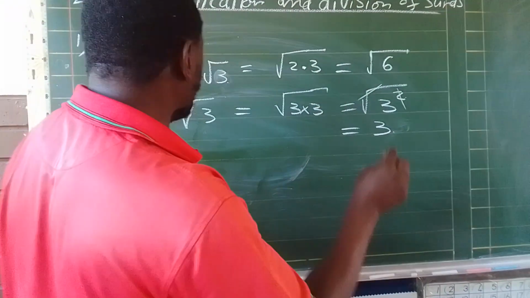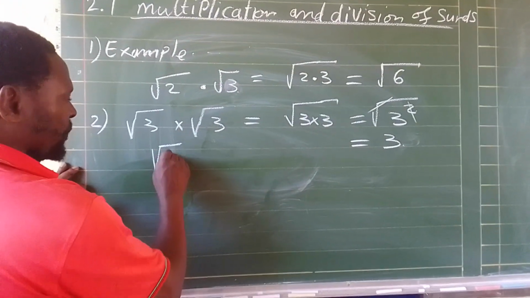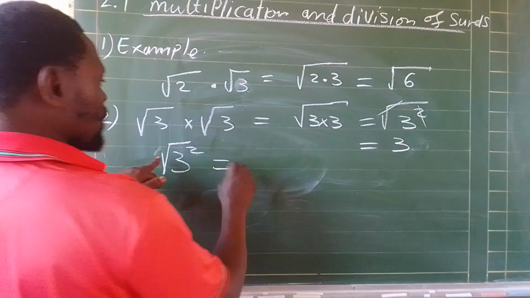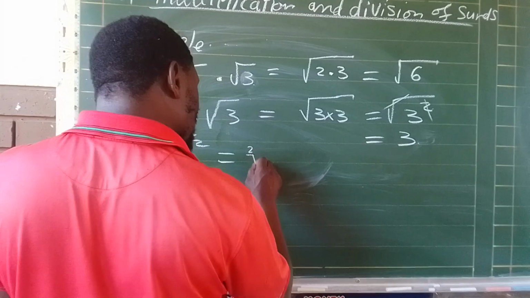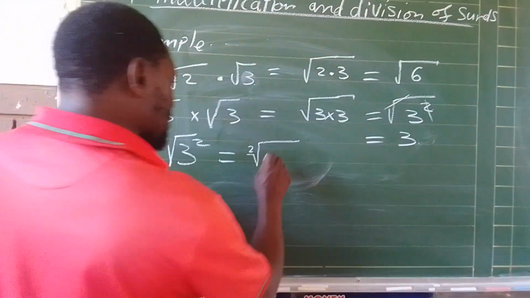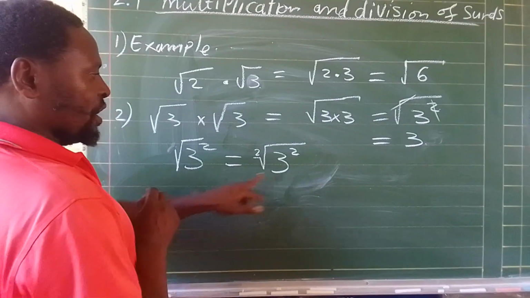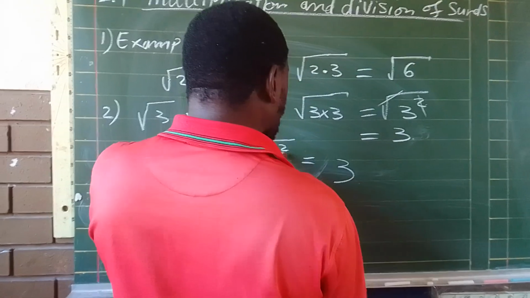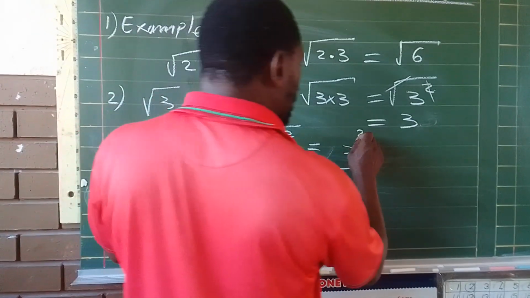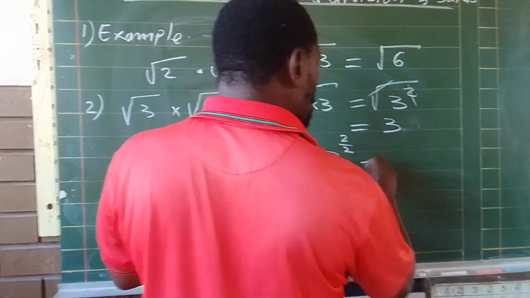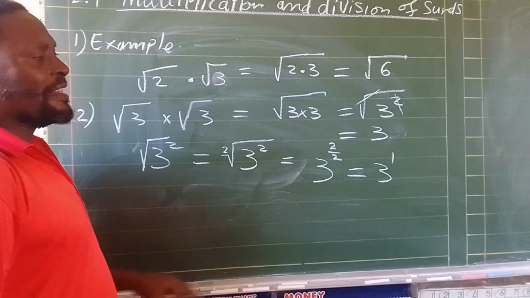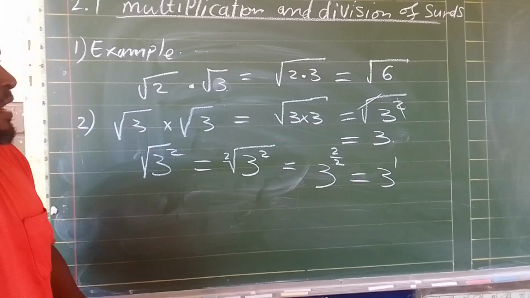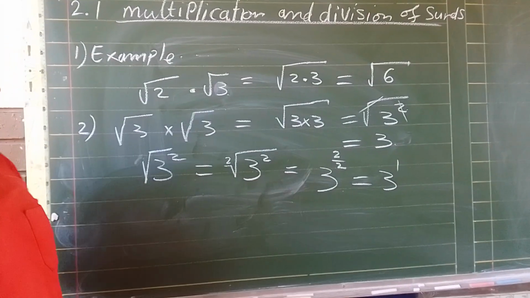How do we do that mathematically? It is going to be a square root of 3 squared. Remember, when you see a square root sign, it has got a 2 here. Then it's 3 to the power of 2 over 2. 2 divided by 2 is 1, and 3 to the power 1 is 3. It's the same as that. I was just showing you mathematically and algebraically how it becomes 3.